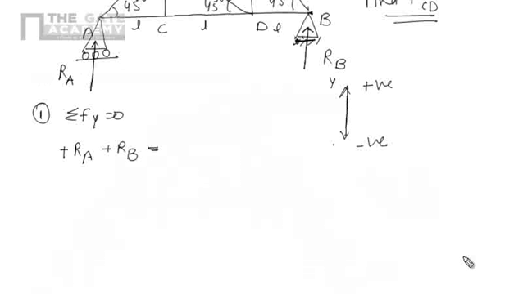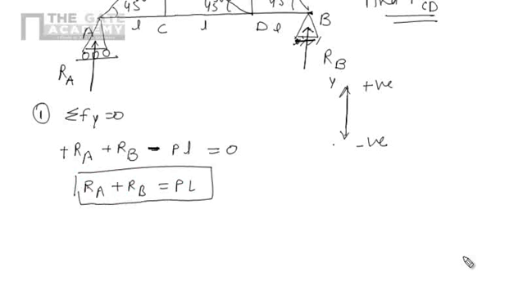So total load will be P into L. It is acting in downward direction, so negative equals to 0. So RA plus RB equals to PL. This is the first equation we are getting by this condition, that is, algebraic summation of all vertical forces should be 0.